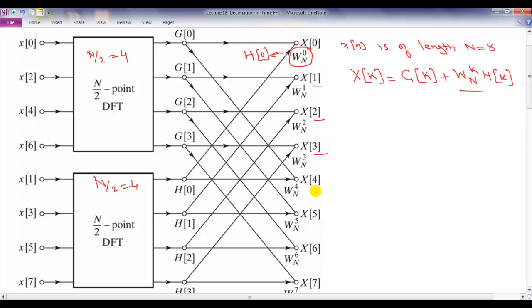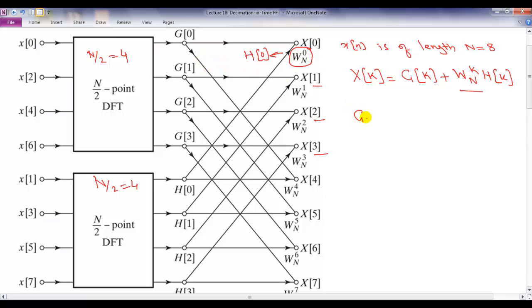Now when you go to X[4], you have gone above n by 2. So you now start using periodicity, by the fact that G[4] is actually G[0].